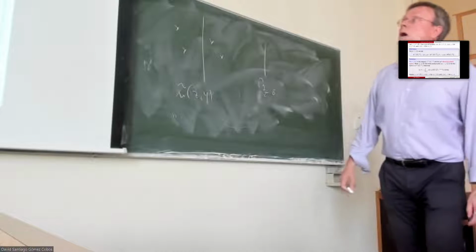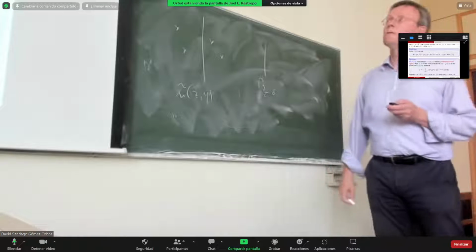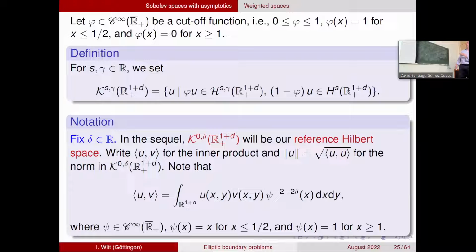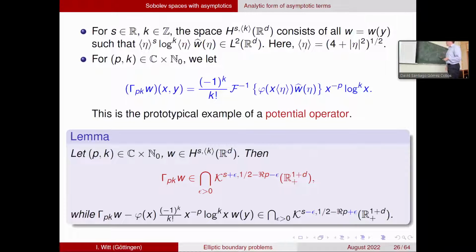Good. Then in the following phi will always be such a cutoff function. It is 1 close to 0, and it's 0 close to infinity. And then you want to have this, we call it K as gamma space, this H as gamma close to 0, and the standard HS far out. Then we fix some, that is not so important. So, okay. And then I want to handle these asymptotic terms.